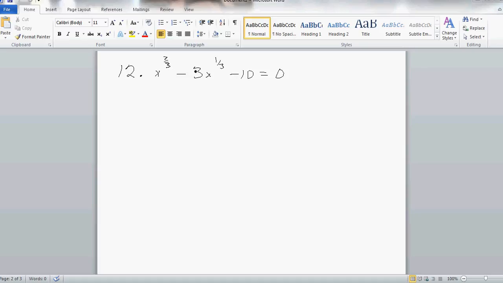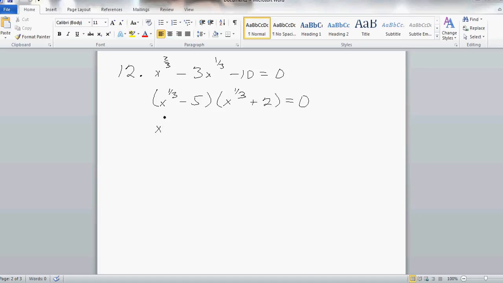We've got 2/3, half of that would be 1/3, so that means as we factor it, it's going to be x to the 1/3 minus 5 times x to the 1/3 plus 2 equals 0.